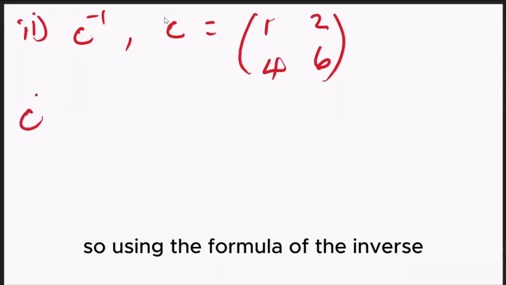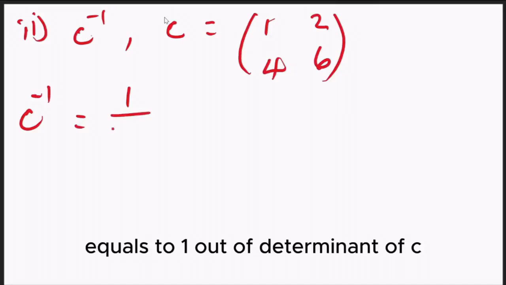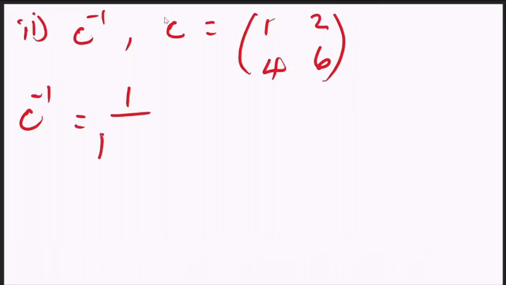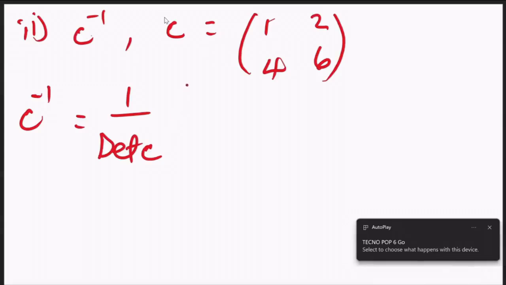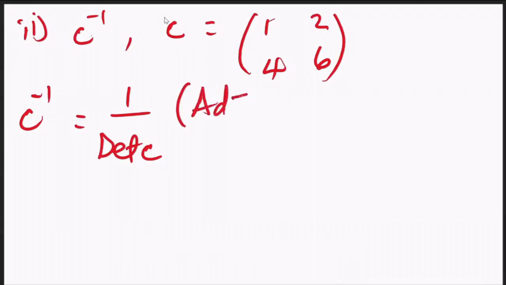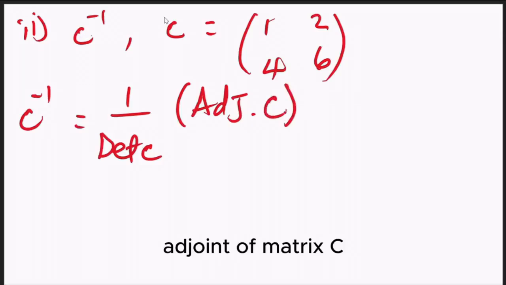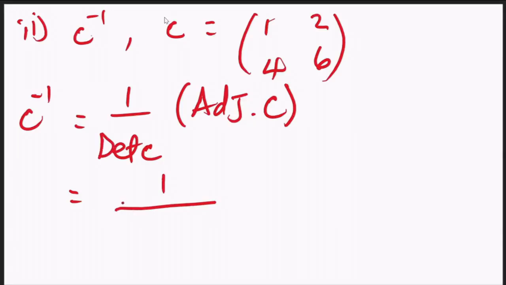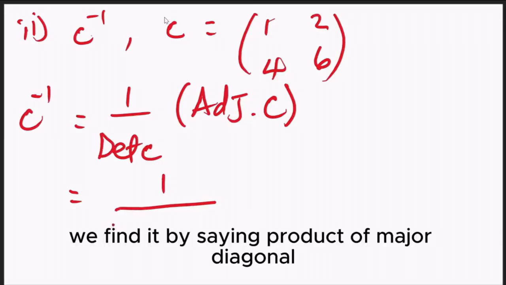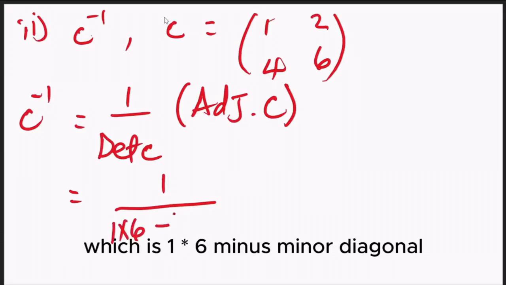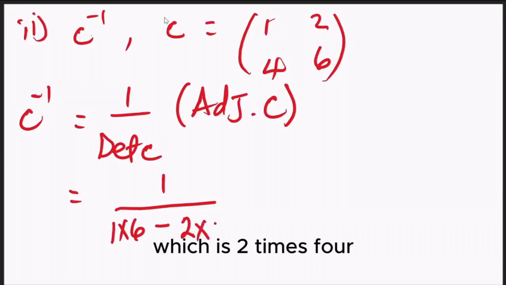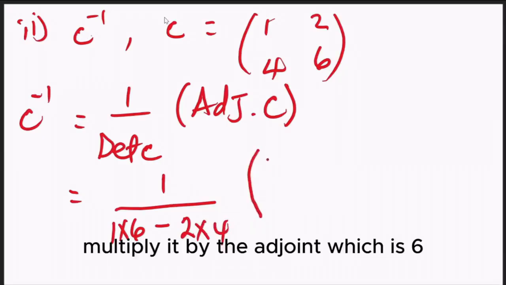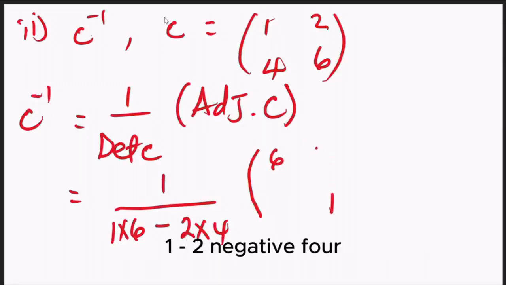So using the formula of the inverse, which is C inverse equals 1 out of the determinant of C, times the adjoint of matrix C. So our answer would be 1 out of the determinant of C. We find it by saying product of major diagonal, which is 1 times 6, minus minor diagonal, which is 2 times 4, multiplied by the adjoint, which is 6, 1, negative 2, negative 4.